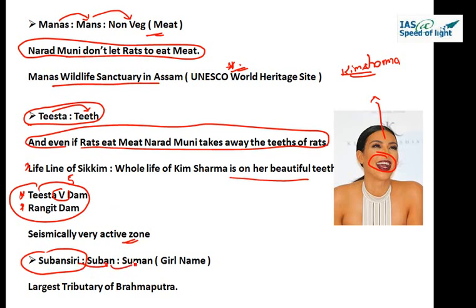Subansiri becomes Suban, or Suman. Again, a girl's name. If you know a girl by the name of Suman, you can have this picture. It is the largest tributary of Brahmaputra, the Subansiri river. The biggest bhakt of Narad Muni, Brahmaputra is Narad Muni. The biggest fan of Narad Muni is Suman.